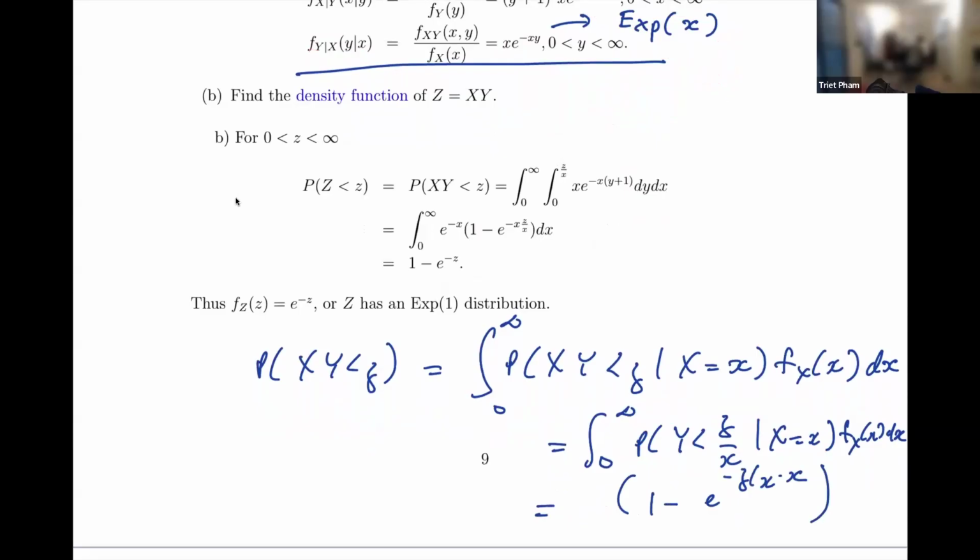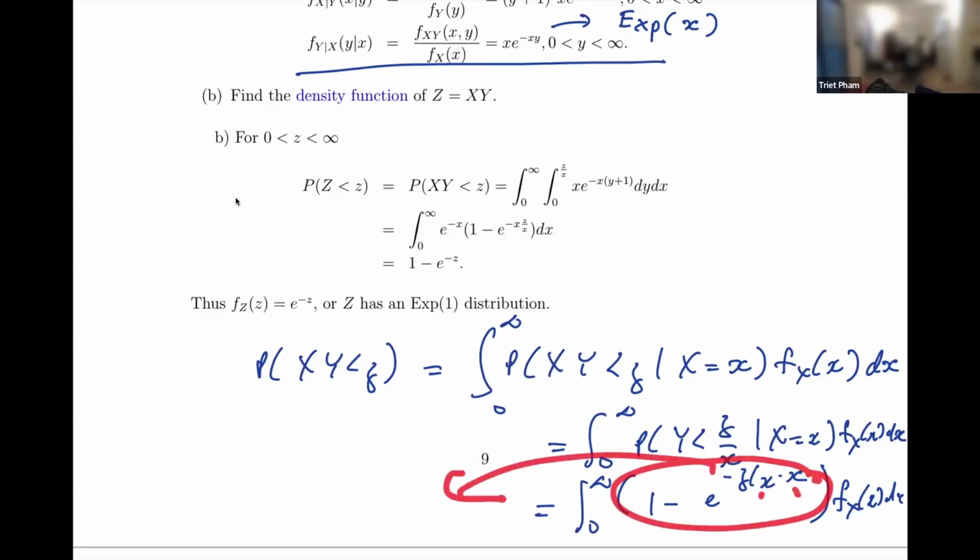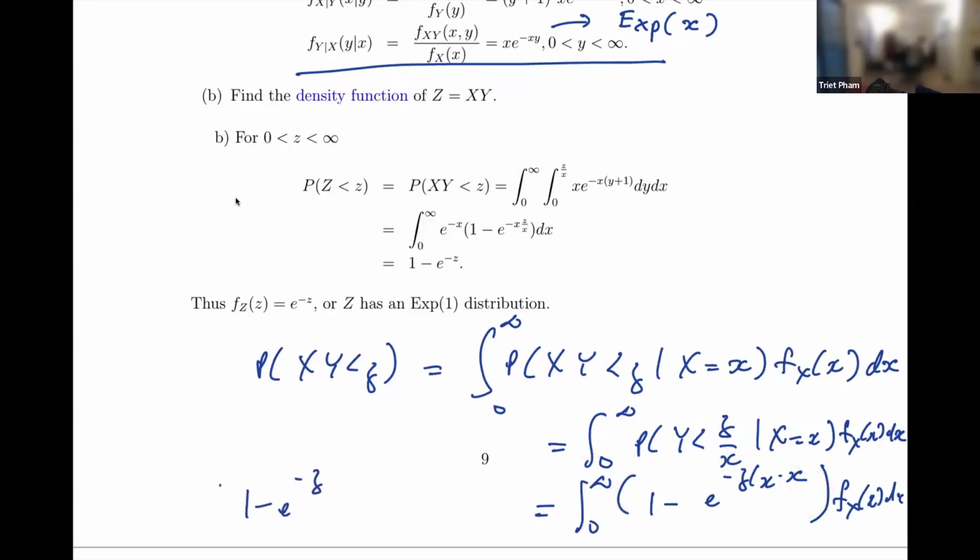And then you multiply with the density, right? But what's the nice thing? The nice thing is when you multiply with x here, then this entire term is independent of x. So it can factor out. And it factors out as 1 minus e to the minus z. And of course, notice here I don't even care what the density of x looks like because this is 1. So that's the answer.